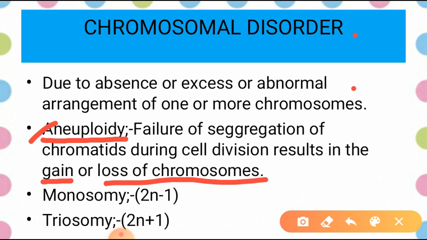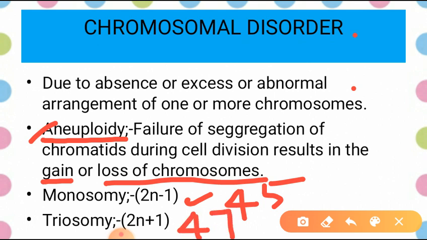So loss of a chromosome means 2n minus 1. 2n here refers to, in the human population, 46 chromosomes. So in monosomy the person will have how many chromosomes? The person will have 45 chromosomes. Or sometimes trisomy. Trisomy means 2n, which is 46, plus 1, that is 47 chromosomes. So chromosomal disorders are either due to the absence of one or more chromosomes or due to the excess presence of one or more chromosomes.